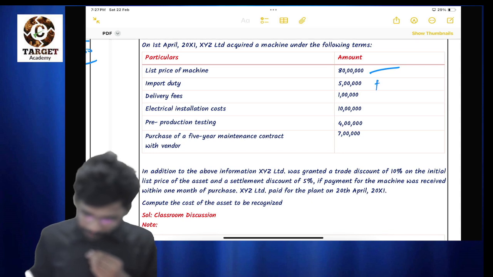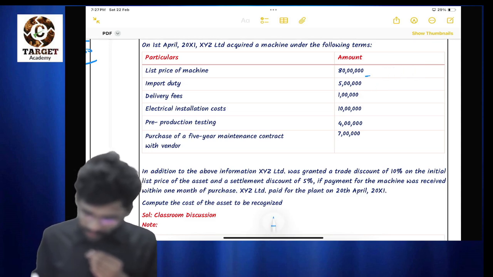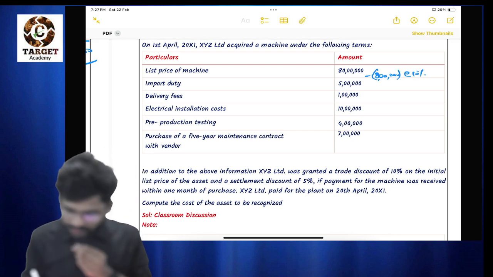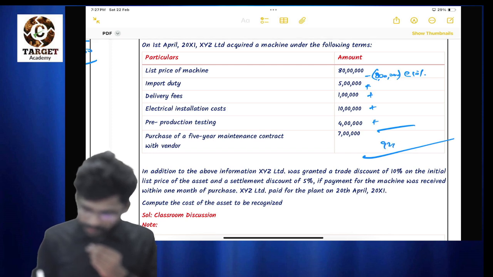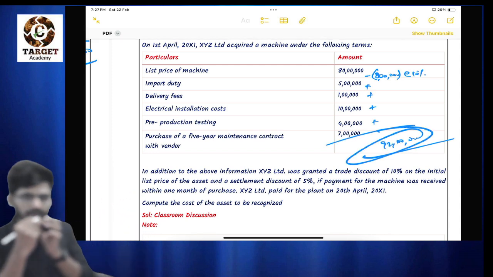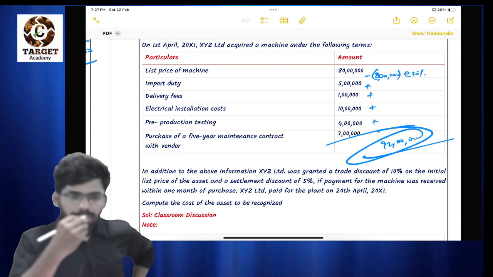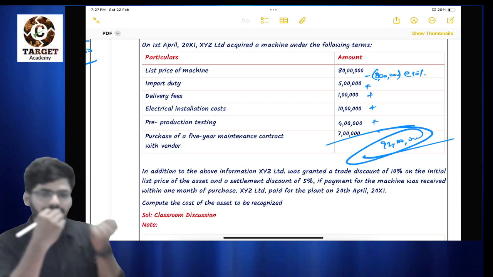80 lakhs plus 5 lakhs minus 10%, how much? 8 lakhs, sir. Please reduce the trade discount, sir. I am not writing the solution here because this is a basic question. So please reduce 8 lakhs trade discount, add 5 lakhs, add 1 lakh, add 10 lakhs, add 4 lakhs. How much? That is the answer. Please don't consider the cash discount. It is nothing but settlement discount. Please don't consider that.